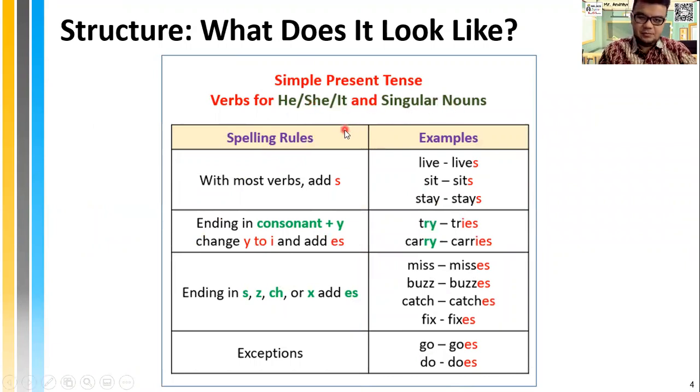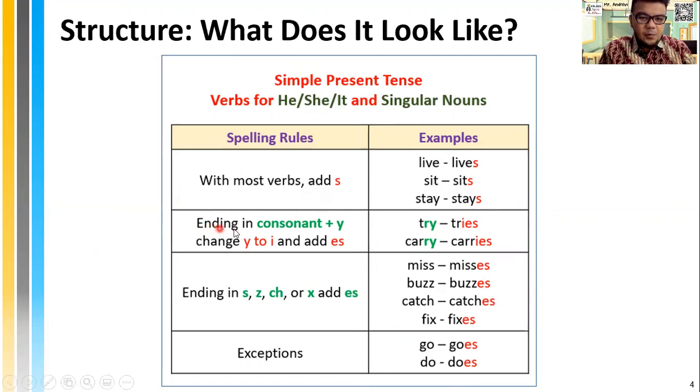Okay, let's take a look at specific structures for he, she, it, right? And singular nouns. So there's some spelling rules here. With most verbs, just add S. So for example, he lives in Jakarta. She sits in that new chair. The dog, it stays in the house, for example, right?